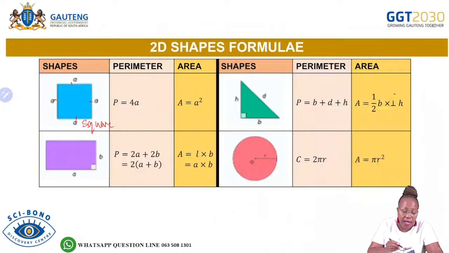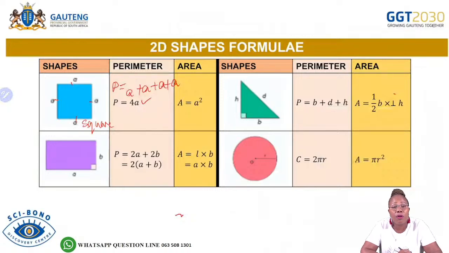Therefore, if we have A, our perimeter will be A plus A plus A plus A, because we are talking about the distance around that shape. As you can see, we have A plus A plus A plus A. That is why we end up with P equals 4A being the perimeter of that particular square.